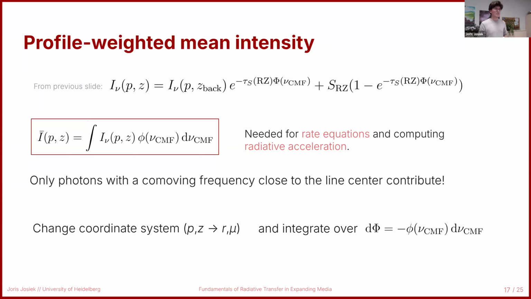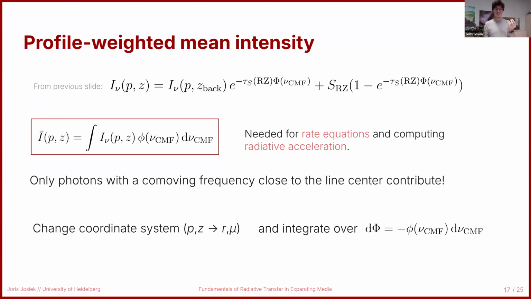But now if we want to do physics with this inside the star, what we want to do is calculate the rate equations. So we want to know how the radiation or the absorption of radiation will impact statistical equilibrium of electrons inside atoms. And also we want to compute radiative acceleration. So again, how absorbing the radiation can transfer momentum onto the atom. So what this means is that at a certain position, for this purpose, we don't need to know the intensity across the entire spectrum.